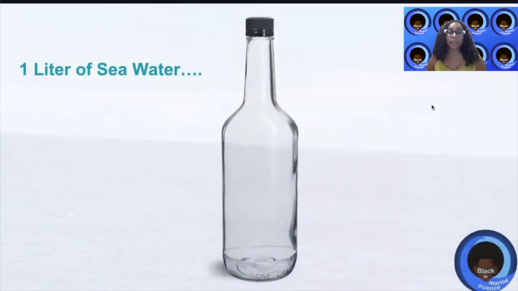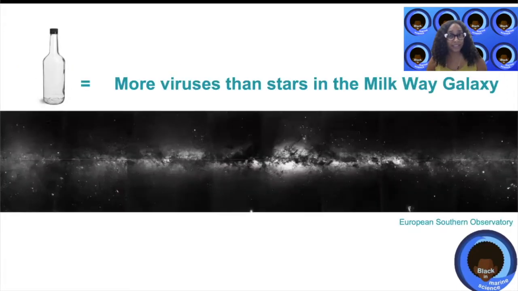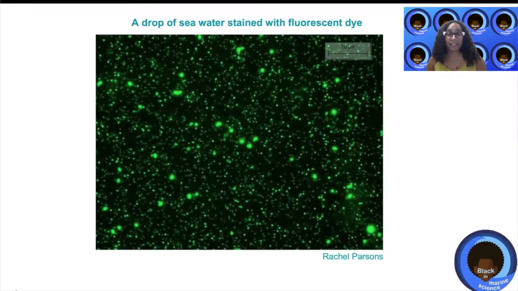To understand this better, I'd like you to think about going to your favorite beach and scooping up 1 liter of seawater. In this liter of seawater, there are more viruses than there are stars in the Milky Way galaxy. In fact, if you took a few drops of this water, stained it with a fluorescent dye, you would get a scene that's reminiscent of the night sky.